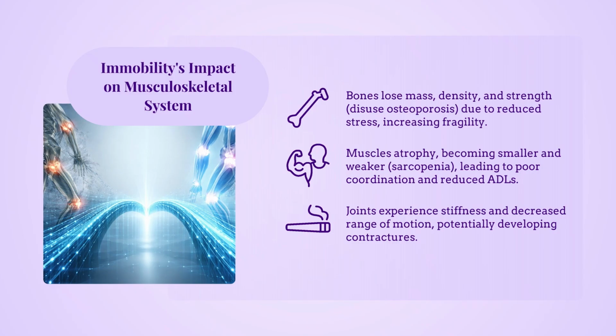Your muscles are going to atrophy. They become smaller and weaker. This is also known as sarcopenia. Leads to poor coordination, reduced activities of daily living. The larger the muscle group, the more quickly they are going to atrophy. And then the joints get stiff and decrease in range of motion. We can develop contractures. That's when you cannot move that joint anymore. This is why passive range of motion activities are so essential with our patients that are immobile.